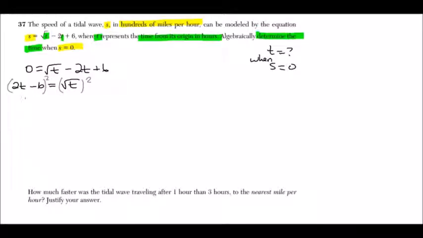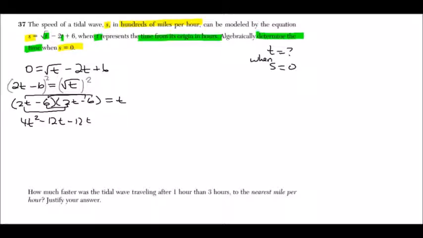2t minus 6, all squared. Be very careful not to just distribute this squared. What it actually means is 2t minus 6 times 2t minus 6, as the word squared would indicate. And then this side is just t, because I'm undoing the square root by squaring it. Now we FOIL this out, and we get 4t squared, 2t times 2t, minus 12t, minus 12t, plus 36 is equal to t.